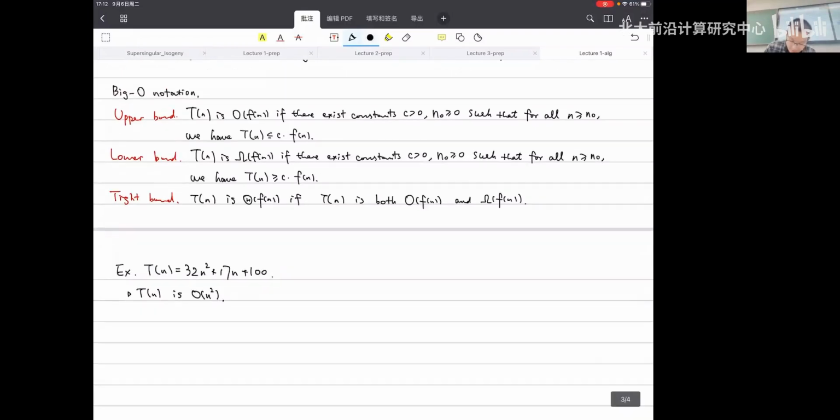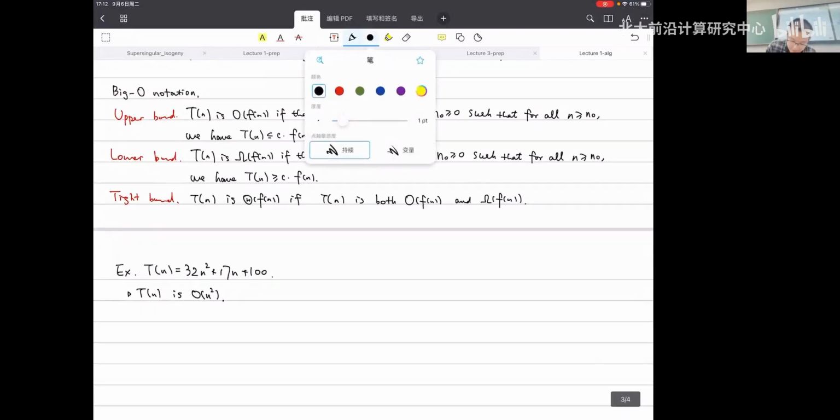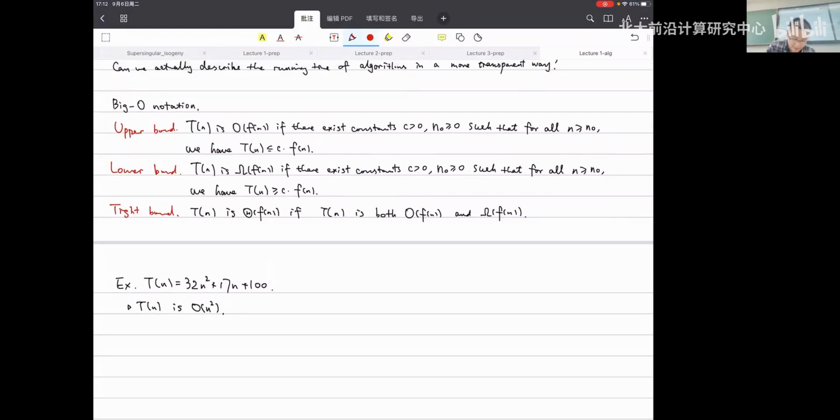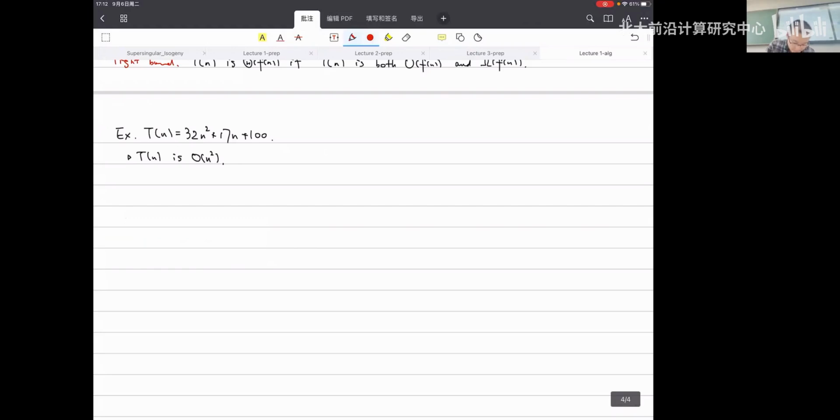Here it may be a little complicated, because we have not only a constant C here. With the constant C, you want to represent that they are around the same level. Maybe T(n) is upper bounded by C times f(n). But what is the usage of the n0 here? This n0 is the way we deal with these ugly terms like 17n plus 100.